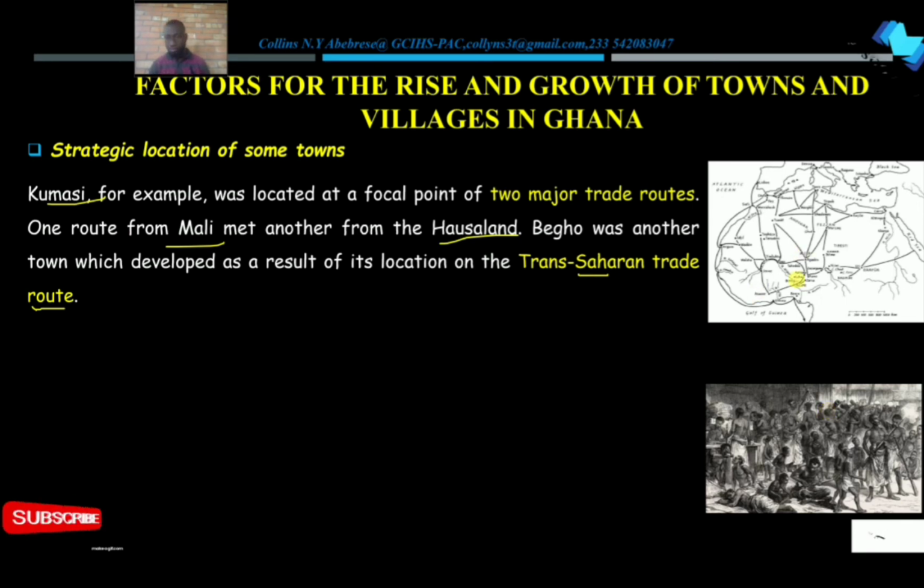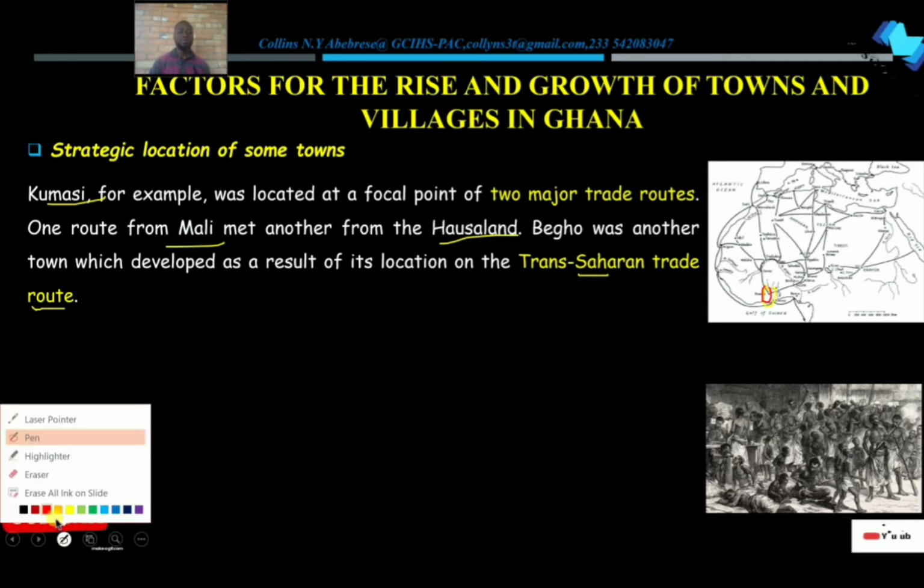Now look at the map on your right hand side. This is Asante. This here, over here. Can you see it? Let me change the color so that you can see the Asante. So this is Asante. That's what you have here. That's what I have circled here. So you realize that there are so many trade routes coming to meet here in Kumasi, right? And then, of course, Begho also, we are saying, was part of the trans-Saharan trade route.